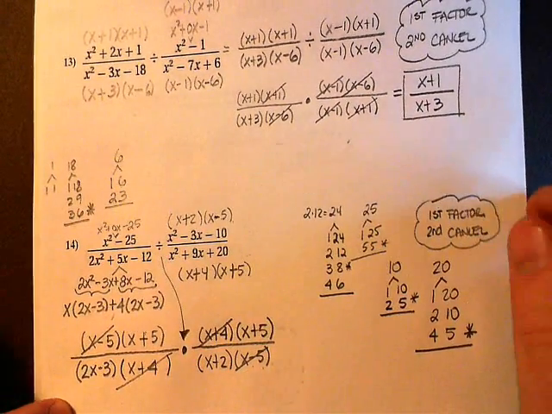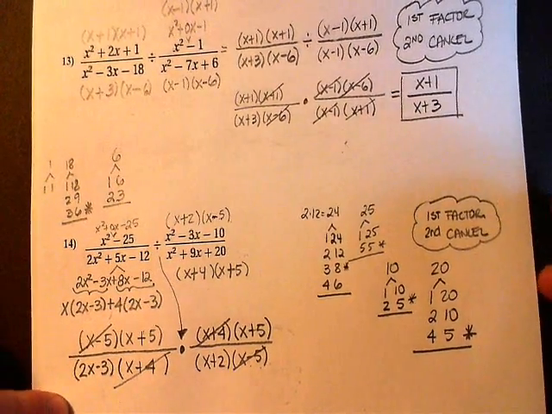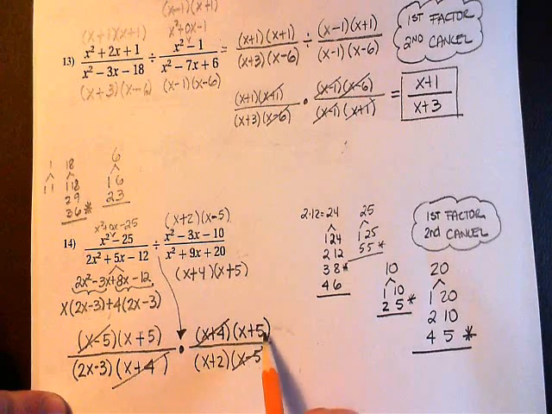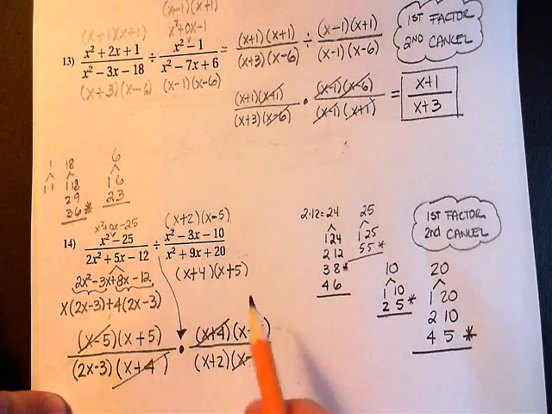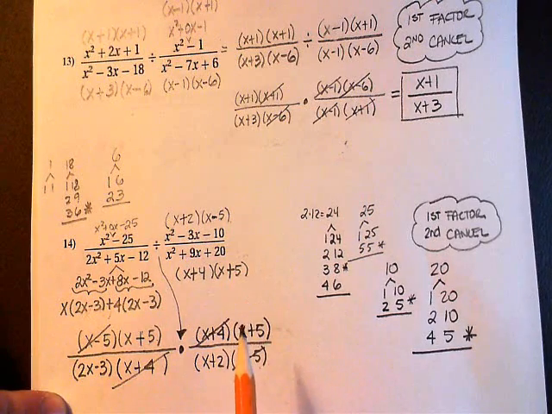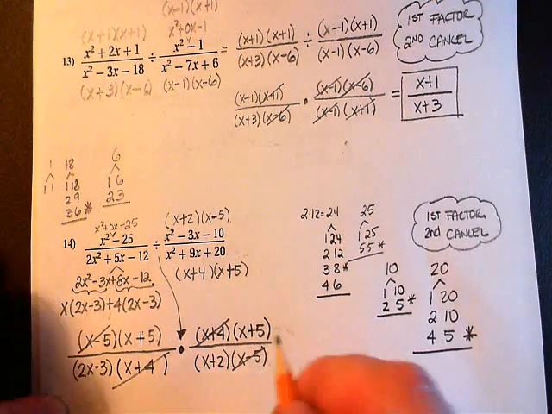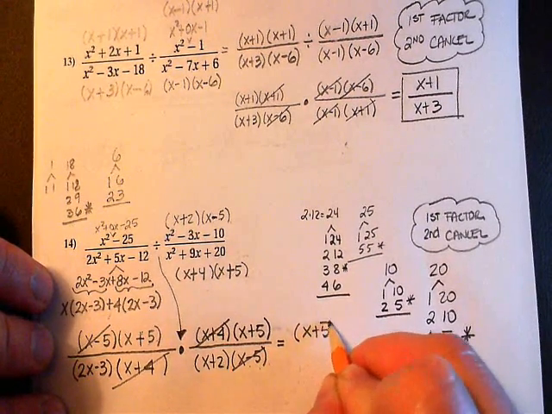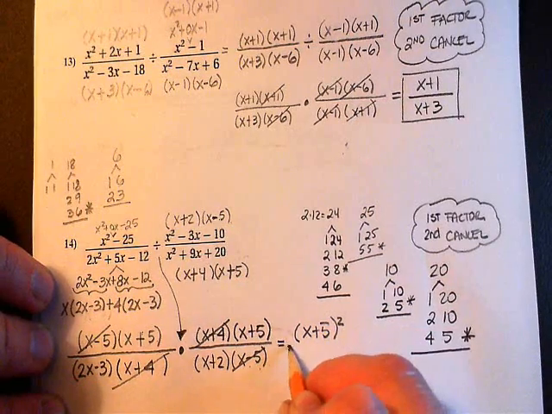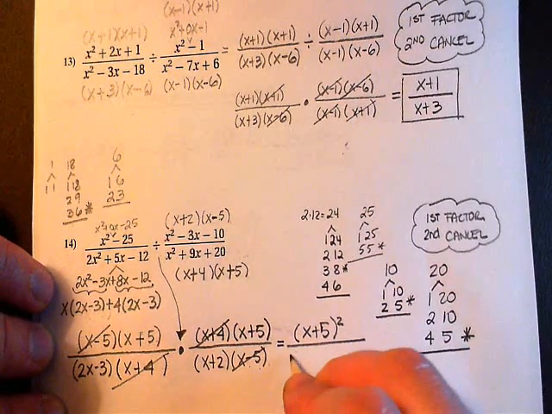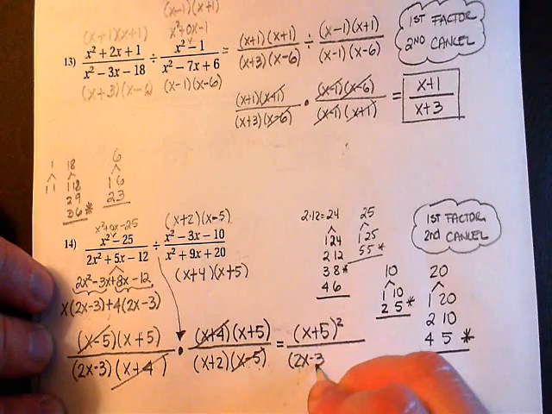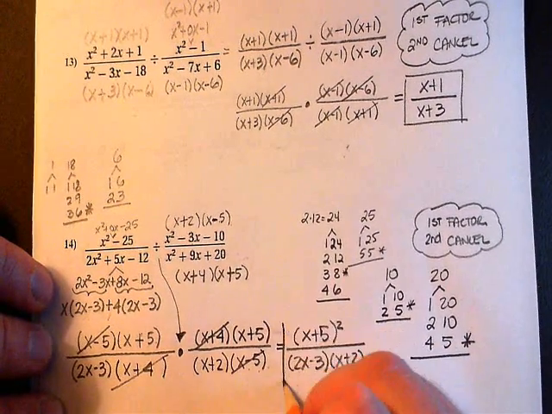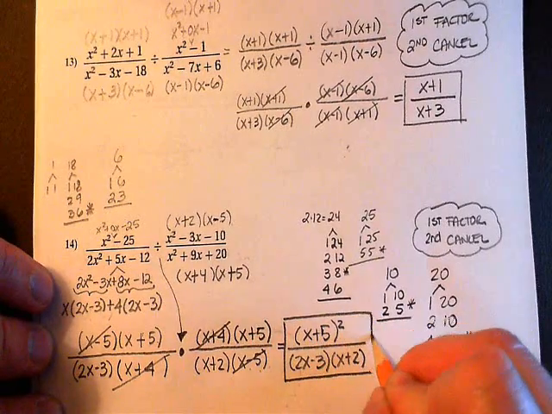Okay. Now, a very common mistake that I notice is that a lot of students would cancel these two, but these two are both on top. You can only cancel if they're on top and the other one's on the bottom. Okay, because they're both on top, you cannot cancel. All you can do is write x plus 5 to the second power. On the bottom, I have 2x minus 3, x plus 2. And that's it.